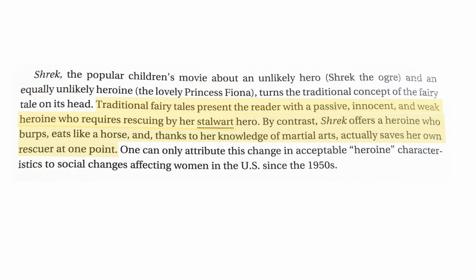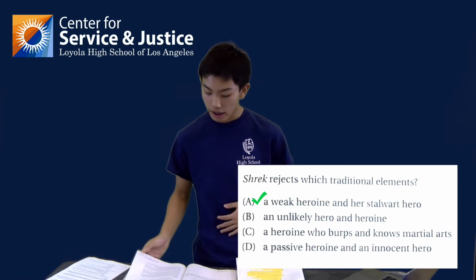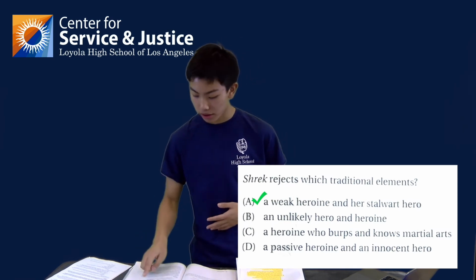Traditional fairy tales present the reader with a passive, innocent, and weak heroine who requires rescuing by her stalwart hero. By contrast, Shrek offers a heroine who burps, eats like a horse, and thanks to her knowledge of martial arts, actually rescues her own point. So, because it's explicitly stated in the passage, the answer is A, a weak heroine and stalwart hero. And we know about this because it says explicitly in the passage.